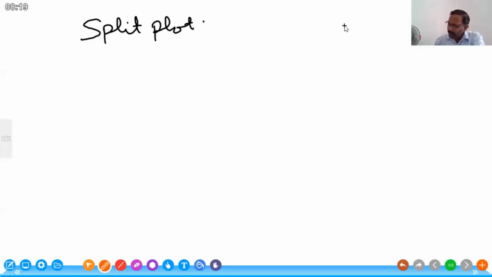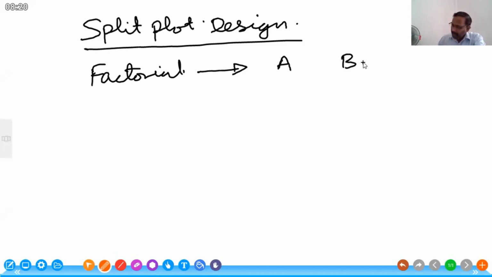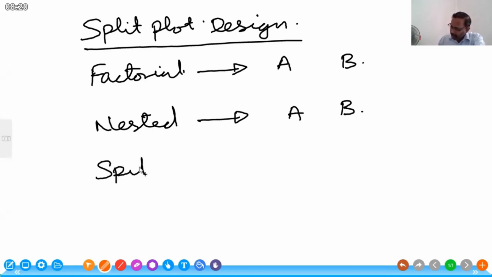Split plot design. This is another type of design. Actually, we have learned factorial design. Normally, we do factorial design, right? Let's say we have factor A, factor B as an example. Then we learn nested design. Again, we can say factor A, factor B. Then today we are going to start with split plot design.